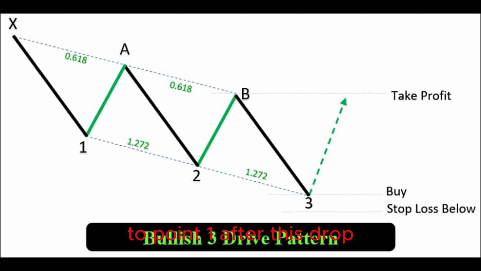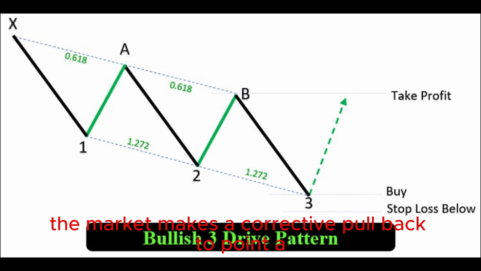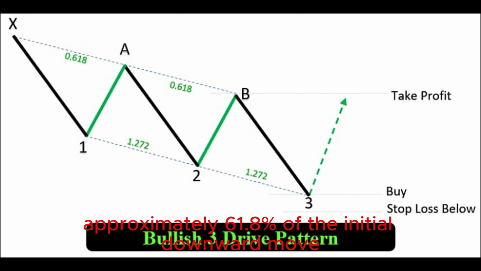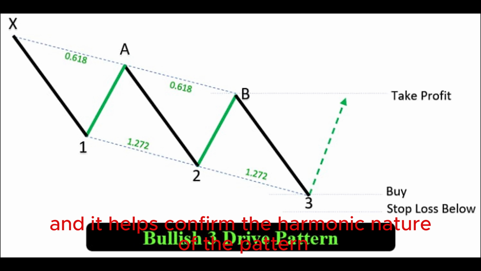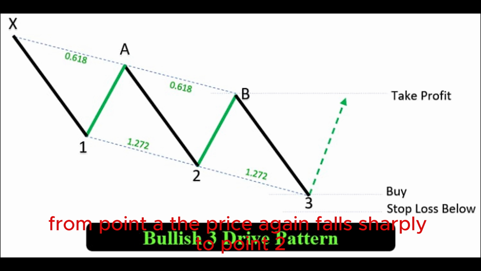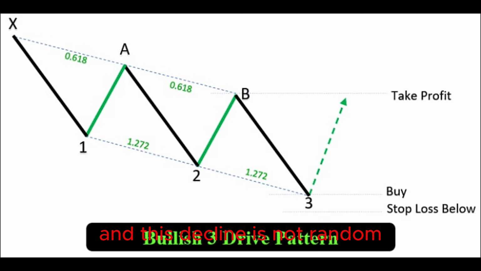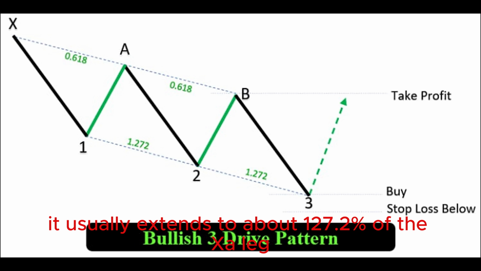After this drop, the market makes a corrective pullback to point A, retracing approximately 61.8% of the initial downward move. This retracement level is a key Fibonacci ratio, and it helps confirm the harmonic nature of the pattern. From point A, the price again falls sharply to point 2, and this decline is not random. It usually extends to about 127.2% of the XA leg.